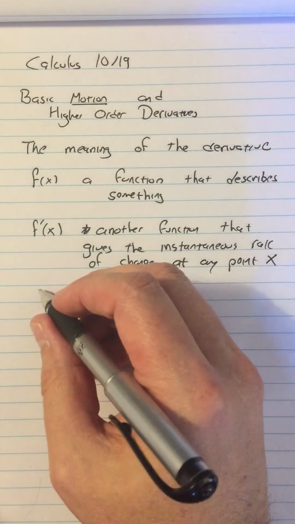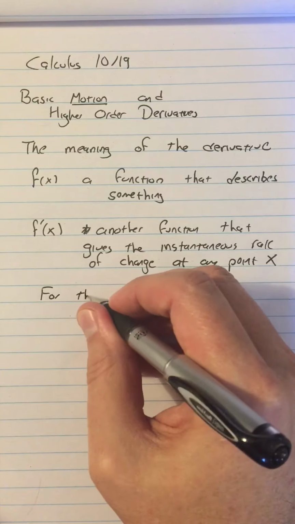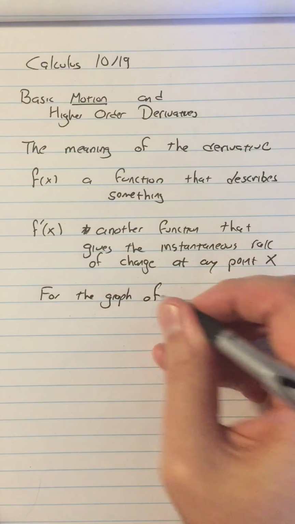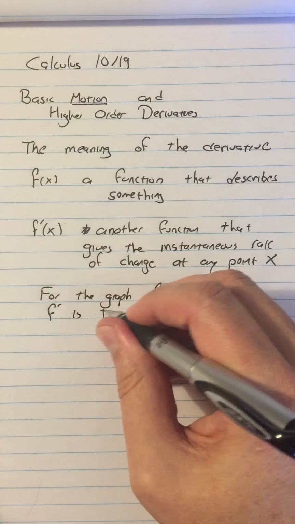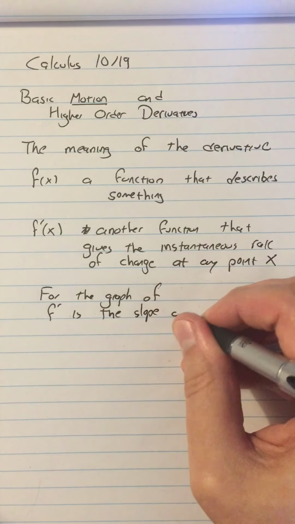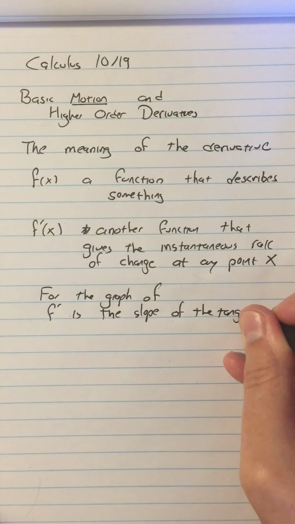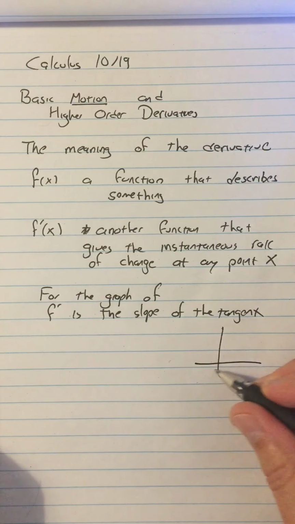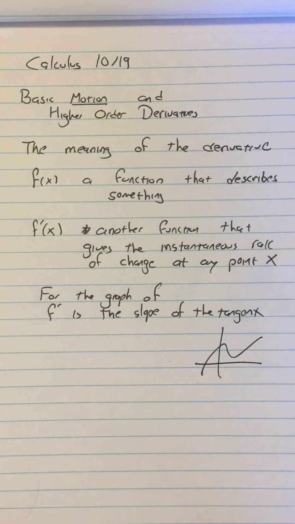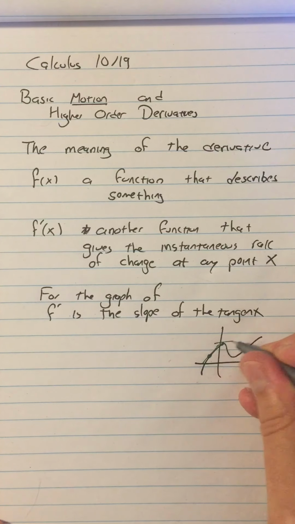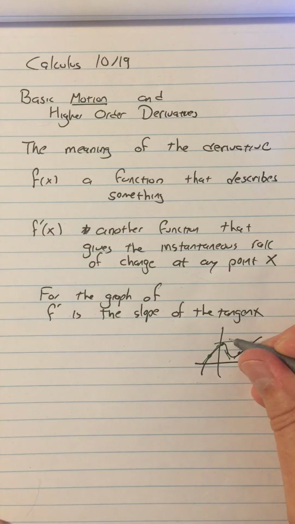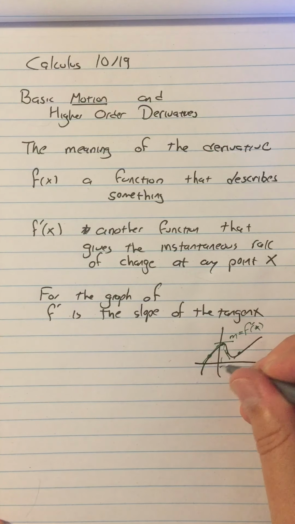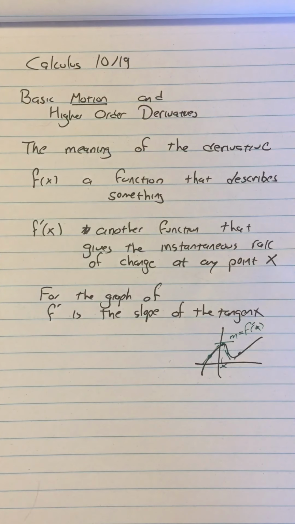So here are some things that means for the graph of f. F prime is the slope of the tangent. Now, remembering that f is a function, it's not a specific value. The function has different values at different points, and the slope of the tangent has different values at different points. So m is equal to f prime of whatever x value you're at. If we're at some x value, the slope of that tangent is f prime of that point.